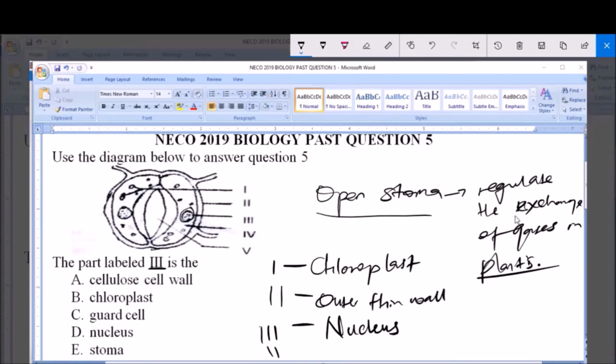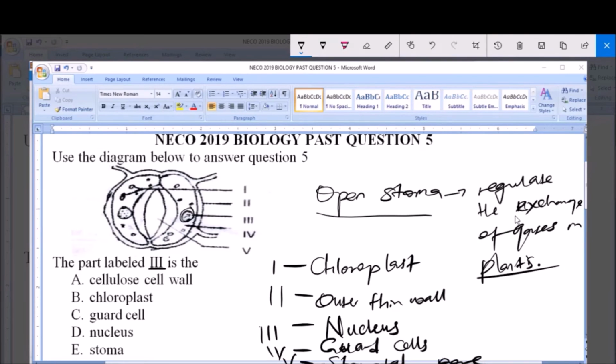Now, IV is the guard cell. These are the cells that regulate the opening and closing of the stomata. They are specialized cells. Then V is the stomata pore, and that is why we say it's an open stomata, because the pore is open.